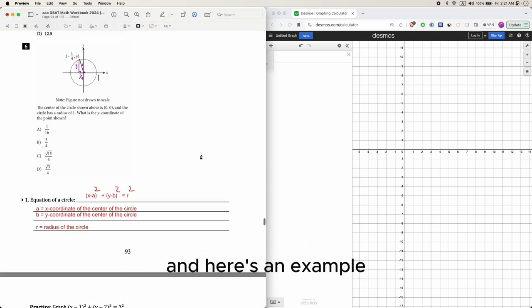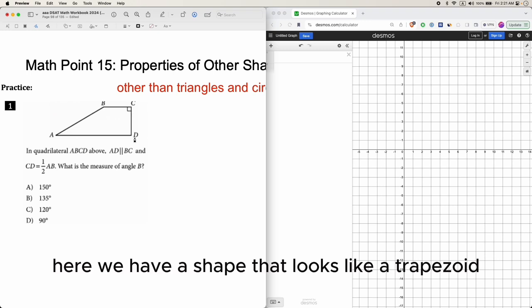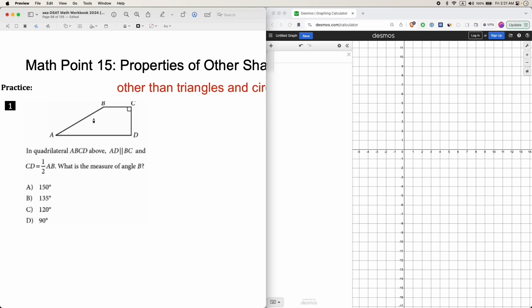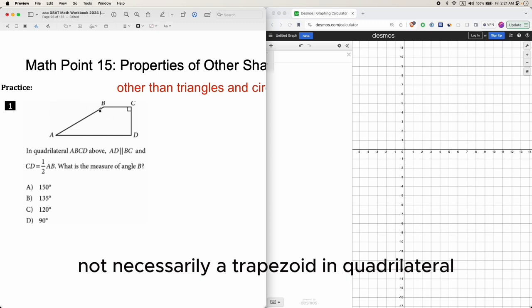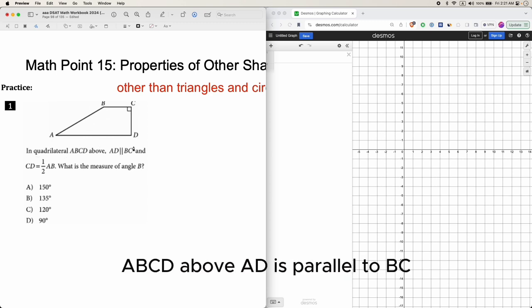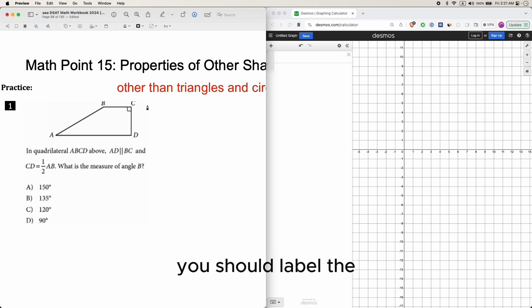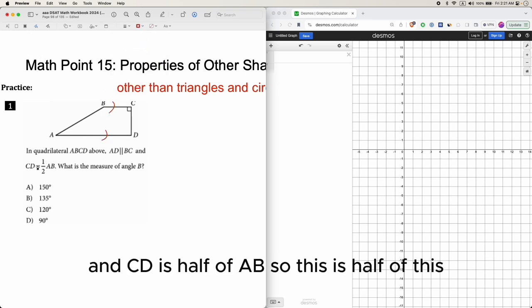And here's an example. Here we have a shape that looks like a trapezoid. And it says in quadrilateral, so it's a four-sided shape, not necessarily a trapezoid. In quadrilateral ABCD above, AD is parallel to BC. And when you're solving these geometry questions, you should label the image as much as you can. So it tells you AD is parallel to BC, and CD is half of AB.